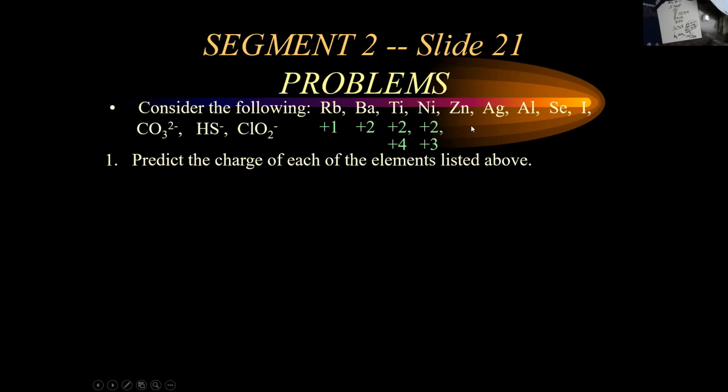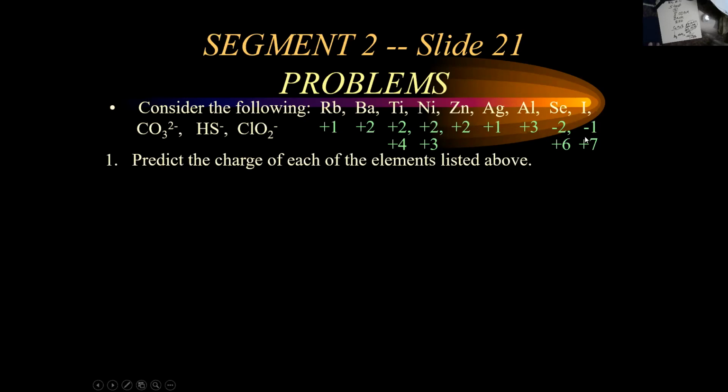Zinc is only going to be +2. Silver is only going to be +1. Aluminum is only going to be +3. Selenium is in group 6, I'm sorry, so it's going to be either a +6 or a -2. And iodine is either going to be a -1 or a +7.